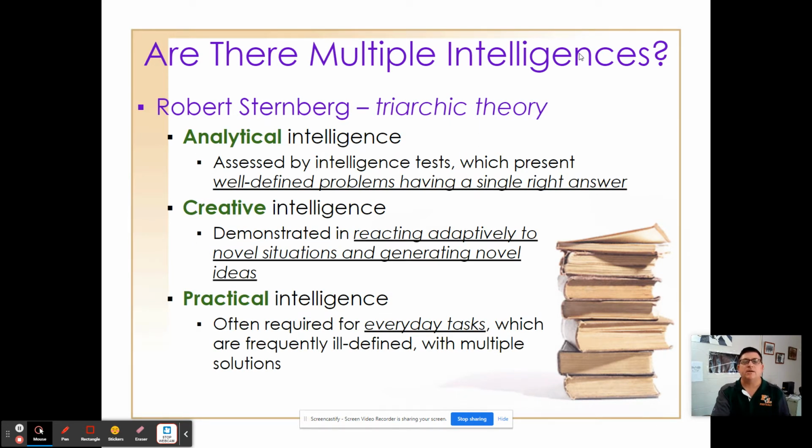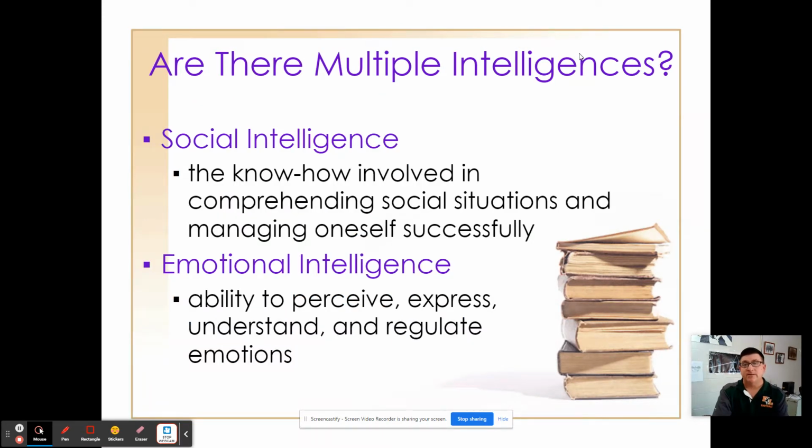All right, Robert Sternberg's triarchic theory. Tri means three. He focused on analytical, creative, and practical intelligence on his test of intelligence. Are there multiple intelligences? I think so, absolutely.